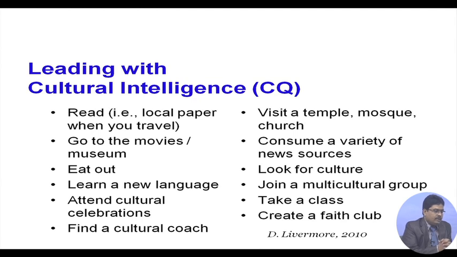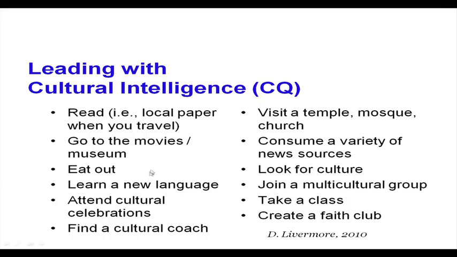If you read the local newspaper, then you will get to know what is happening nearby. So that is very much important. Go to the movies and museum, know about the cultural patterns of those countries. Eat out, in McDonald's, KFC, you will get to know what is happening in India. Or you go to Chinatown, you will get Chinese foods, Chinese other items. So that is how we enhance our capacity and awareness about other cultures.